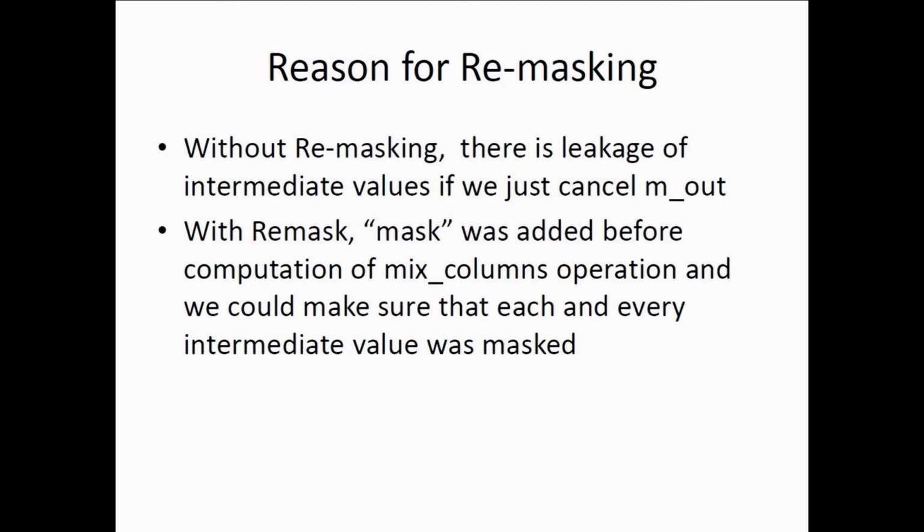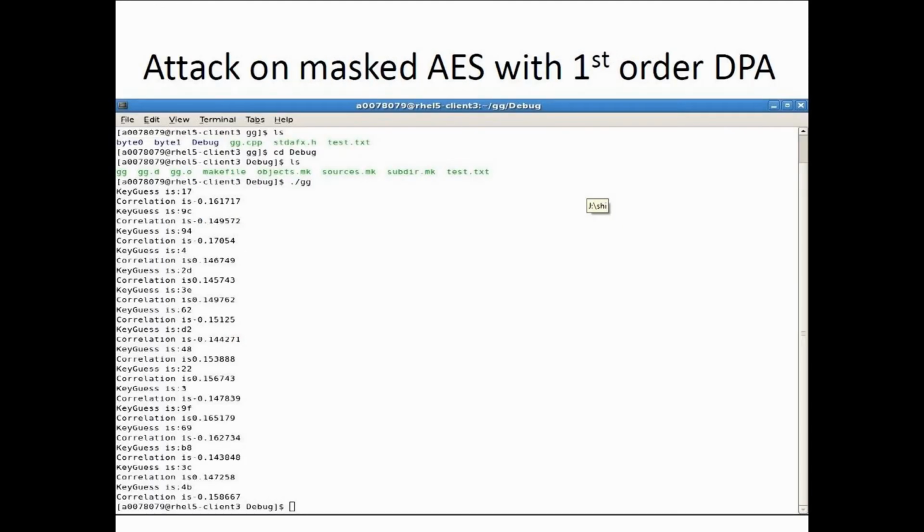Now, after knowing how we should do the work, we come to think about why we need to do remasking. Well, without introducing a new mask, we have to cancel mout for correctness of the mix columns step. However, when doing so, there is leakage of information to the attacker, and they could easily attack by applying first-order DPA analysis. With a mask before mix columns, we could make sure that each and every intermediate value was masked.